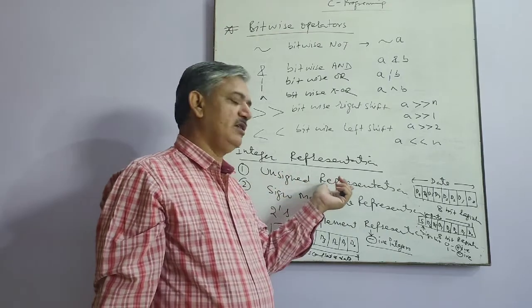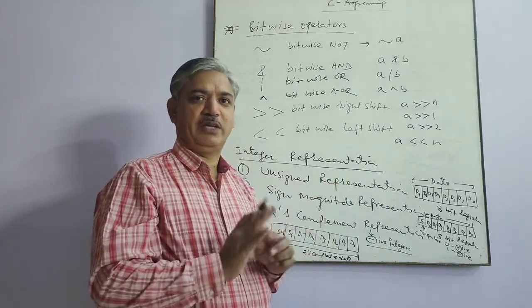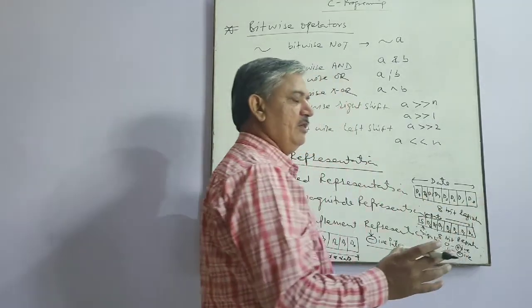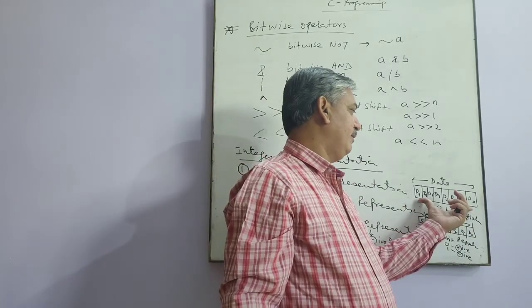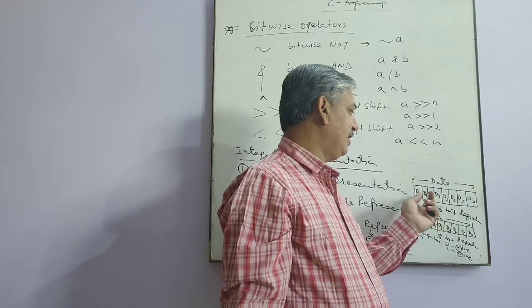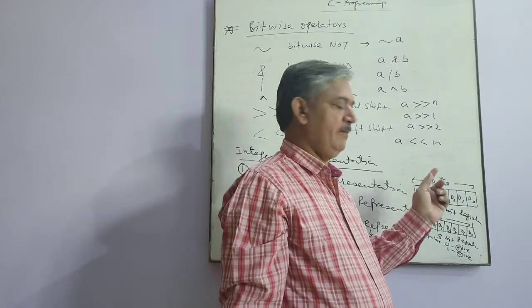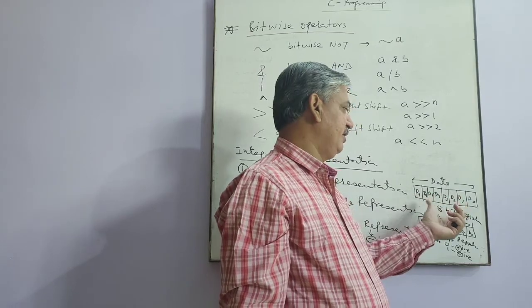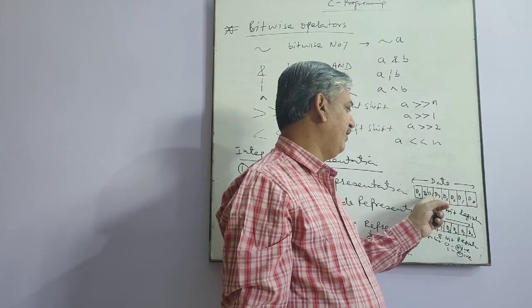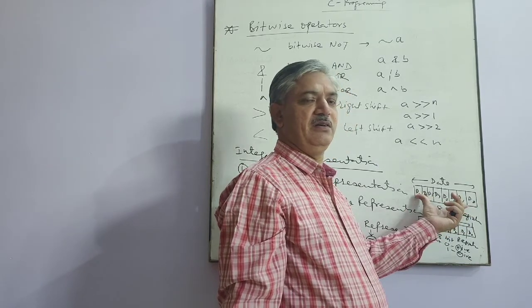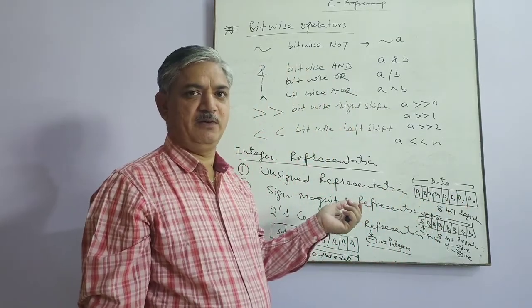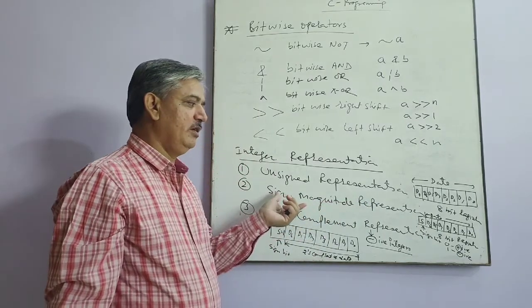Unsigned representation means storing the data without a sign bit. Suppose this is our 8-bit data register. So all 8 bits are for storing the data. So this is unsigned representation. All bits represent data: D0, D1, D2, D3, D4, D5, D6, D7. This is the 8-bit unsigned representation of data. There is no bit for sign. Clear?